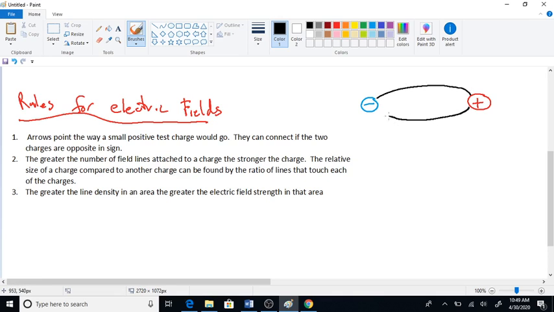And a couple of lines. If I released a small positive charge between these two, where would it go? This one would shove it this way and this one would attract it this way, right? So the way a positive charge would go is this way. Okay, what if we connected it with another one here, and another one here? Once again, those lines here.